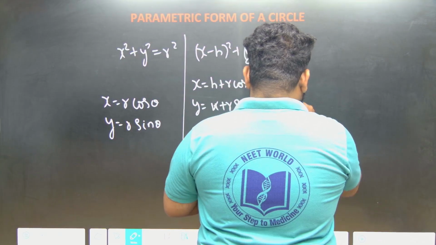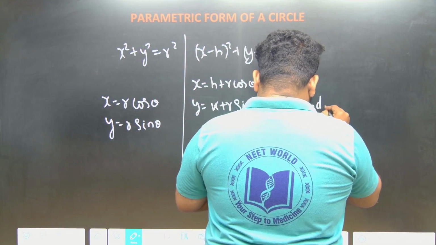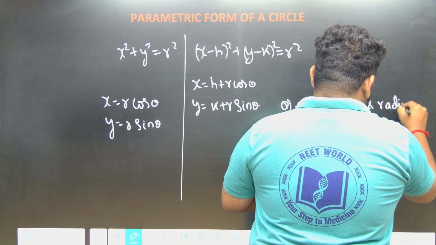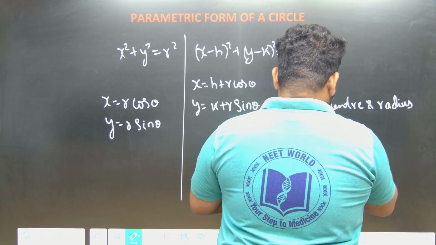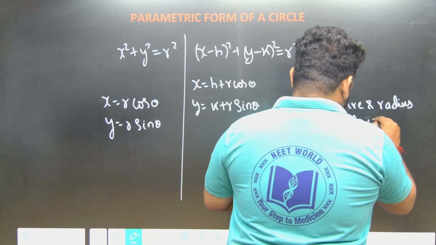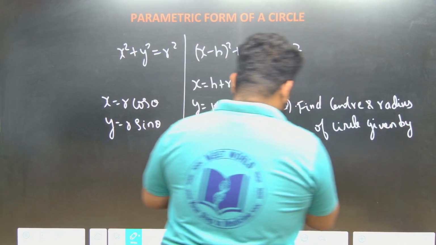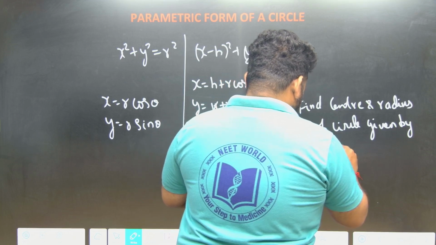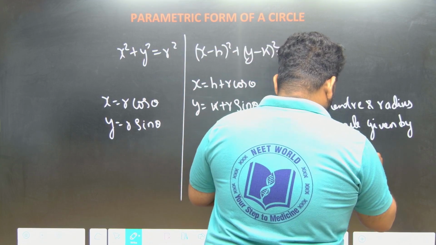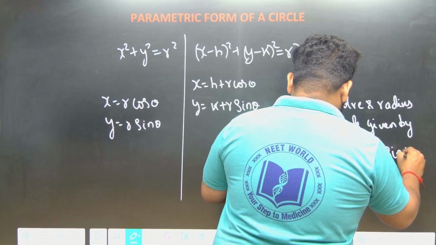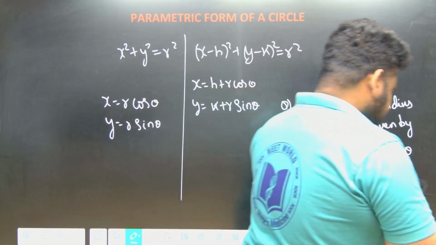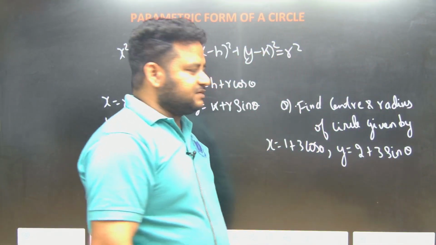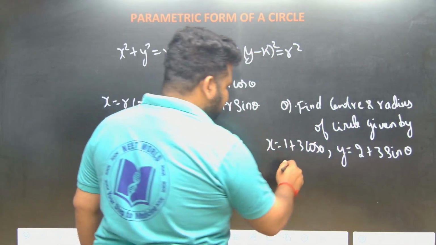Now the question that is given is, find the center and radius of the circle given by x is equal to 1 plus 3 cos theta and y is equal to 2 plus 3 sin theta. This is the question that is given. So they are asking us to find the center and radius of the circle. Here this is of the parametric form.